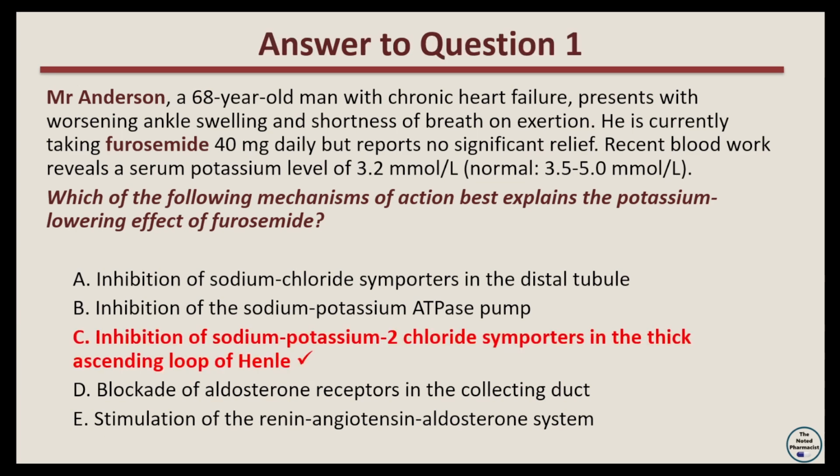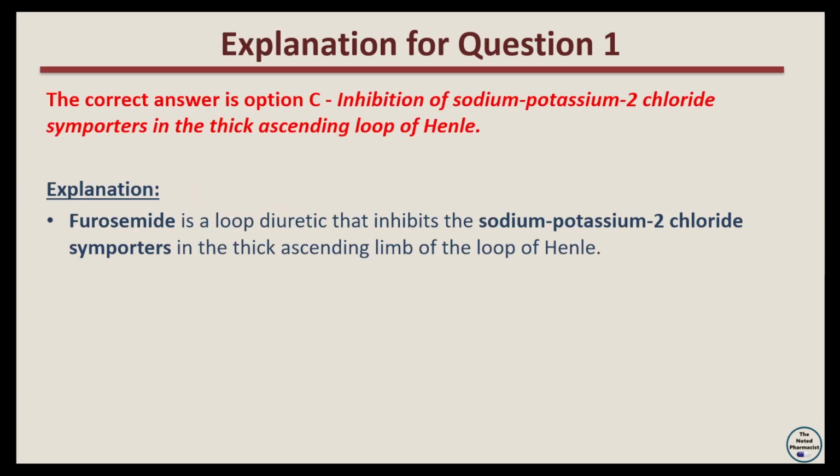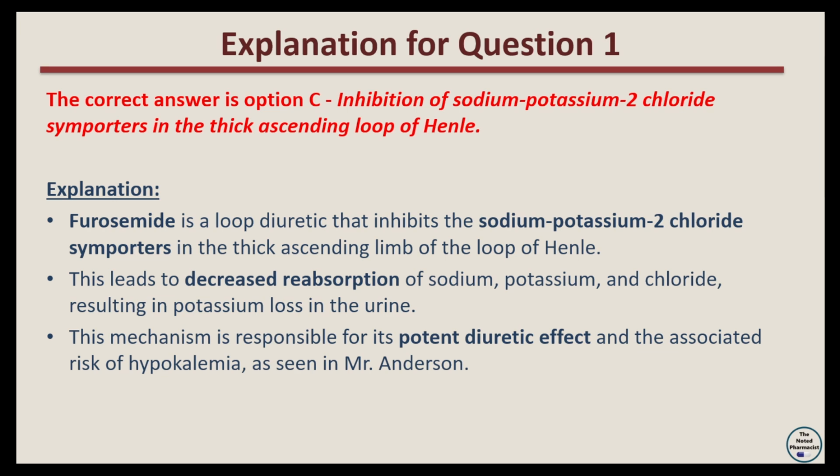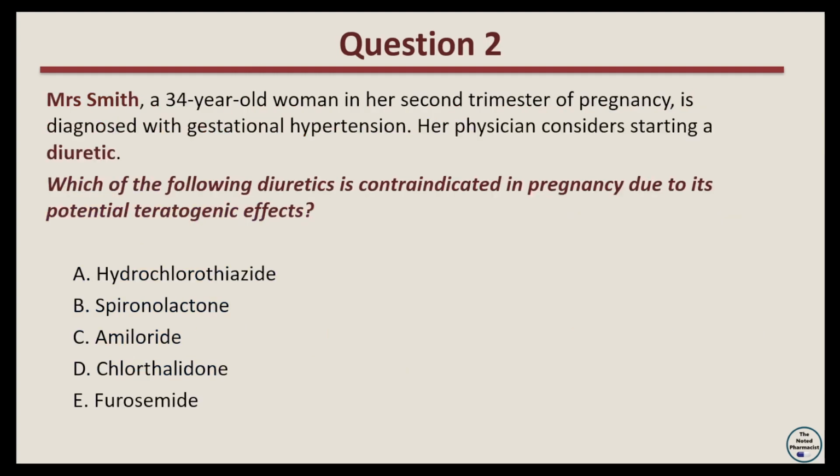The correct answer is option C, inhibition of sodium-potassium 2 chloride importers in the thick ascending loop of Henle. The explanation is that furosemide is a loop diuretic that inhibits the sodium-potassium 2 chloride importers in the thick ascending limb of the loop of Henle. This leads to decreased reabsorption of sodium, potassium, and chloride, resulting in potassium loss in the urine. This mechanism is responsible for its potent diuretic effect and the associated risk of hypokalemia, as seen in Mr. Anderson.